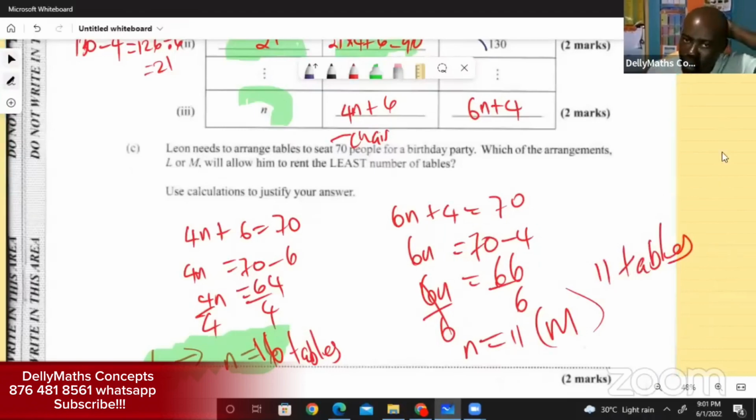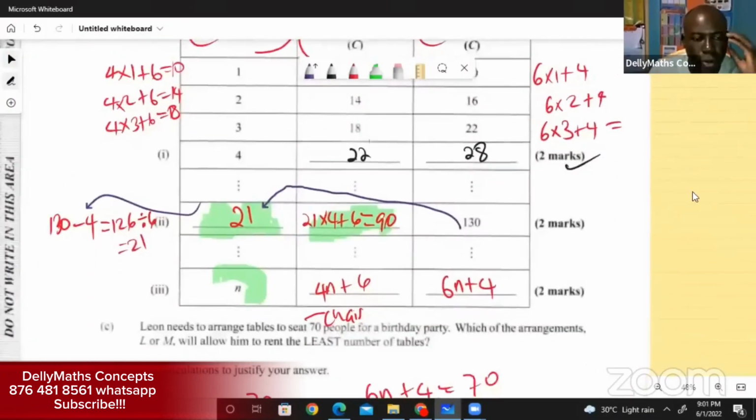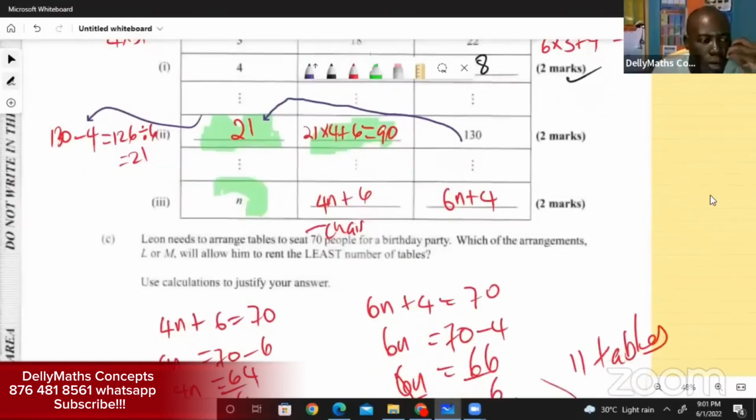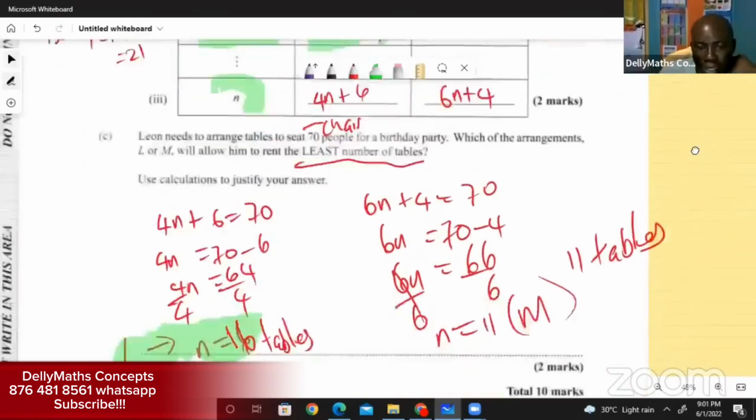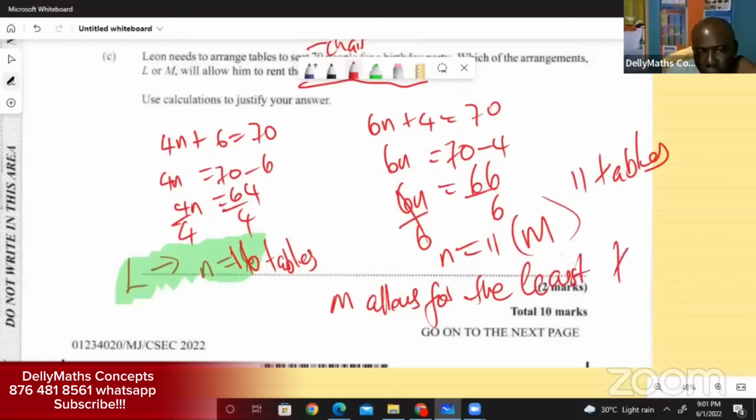Definitely, let's focus on the question. Look at the question, right? Which arrangement, L or M, will allow for the least number of tables? The answer is M. M allows for the least tables. 11 tables will do it for me under the M arrangement. I need 16 for the L.